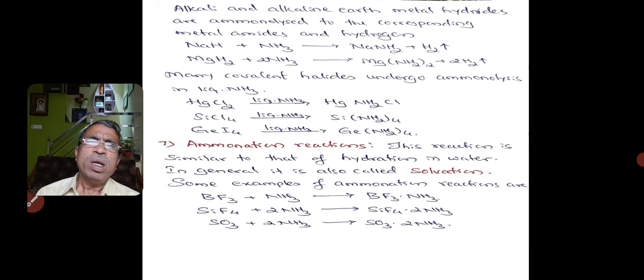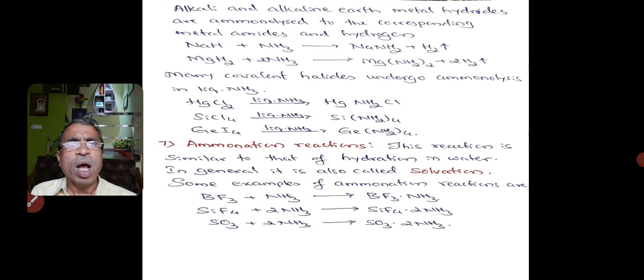Last point, one more, that is called ammonation reactions. Ammonation, this reaction is similar to that of hydration in water. In general, it is also called solvation. We have studied copper sulfate pentahydrate, CuSO4.5H2O. Like this, Al2O3.2H2O, which is bauxite, takes 2 water molecules as water of hydration. In case of copper sulfate, it takes 5 water molecules as water of hydration.